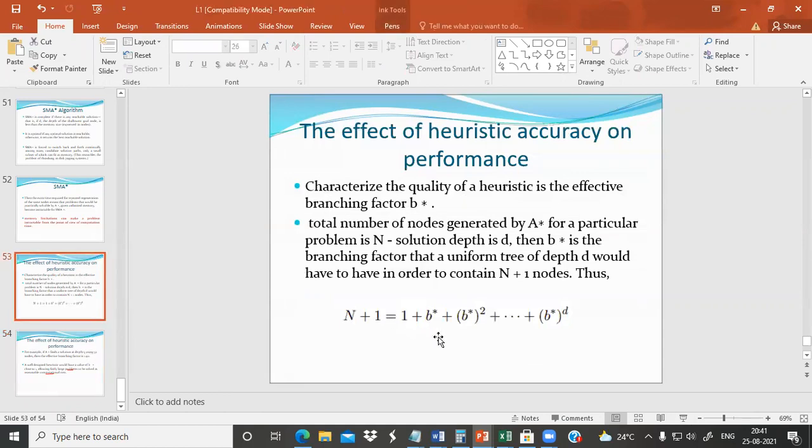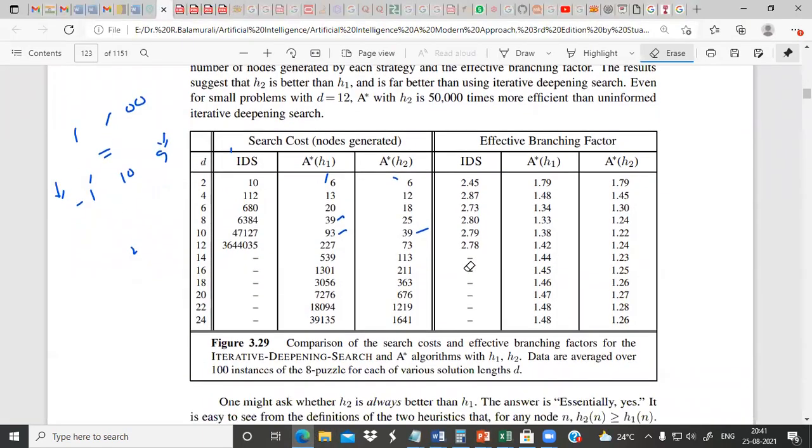So this is the general equation to calculate the number of nodes: number of nodes is equal to 1 plus b star, where b represents the branching factor and b star represents the effective branching factor. So now coming to this table again, what it shows is the effective branching factor. For IDS, if you see, it is all more than 2.45.